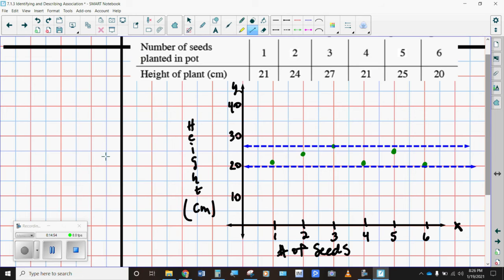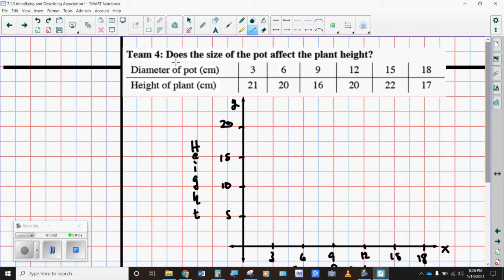And maybe that's what you predicted, and that's probably was the more logical prediction, but I decided to take a chance with my hypothesis. All right, let's move on to the next one. The next one says, does the size of the pot have any effect on the plant height? This is one where I thought it wouldn't make any difference at all. So let's see what happens. Go ahead and pause and plot your points and unpause when you're ready.